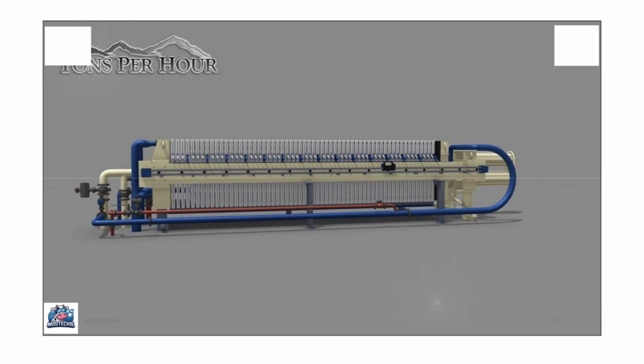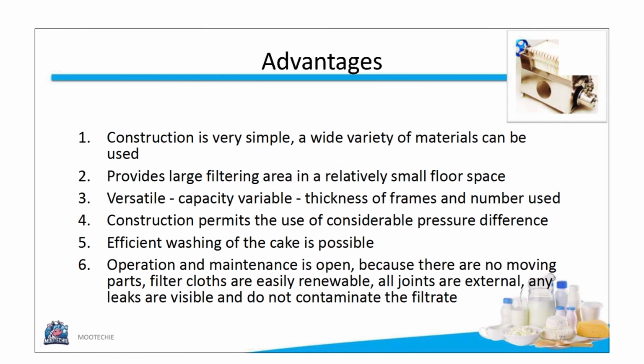The plate and frame filter has several advantages. Its construction is very simple and can use a wide variety of materials. It provides a large filtering area in a relatively small floor space. It is versatile, as capacity can be varied by changing the frame thickness and number. It can handle considerable pressure differences. Efficient washing of the cake is possible, and its operation is open. There are no moving parts, cloths are easily replaced, and any leaks are visible and won't contaminate the filtrate.